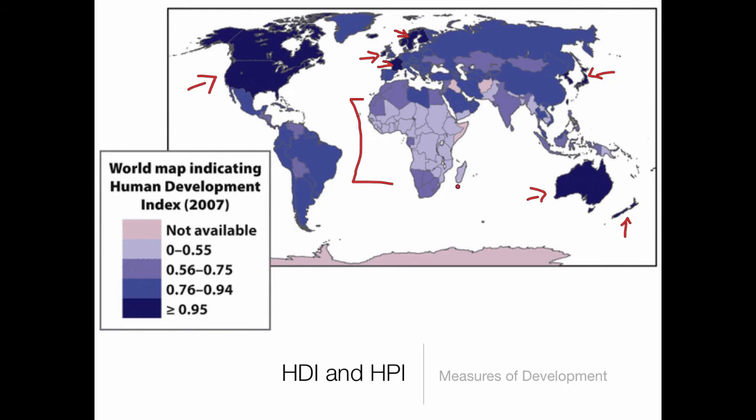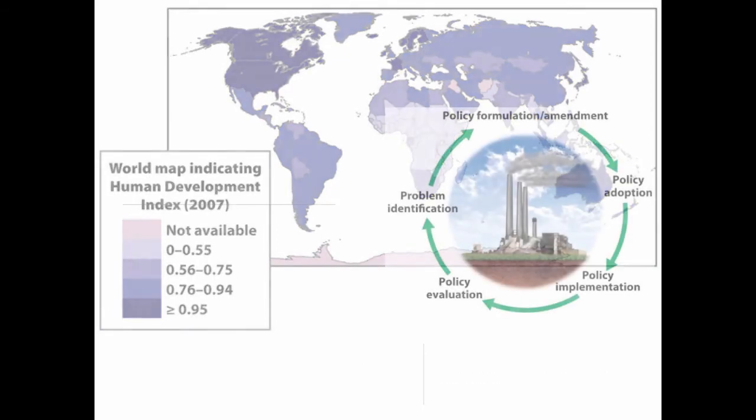Now the Human Poverty Index is the exact opposite. It's the way of talking about the opposite of development. So it talks about poverty levels, what percentage of the people die before the age of 40, and how much of the population is illiterate. So those two indexes are used to rank countries based on how developed they are or are not.